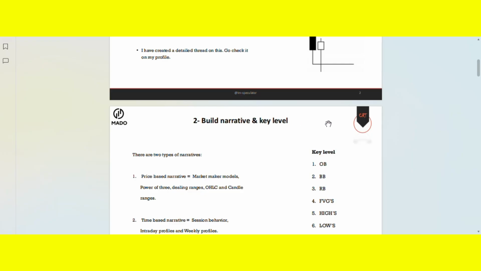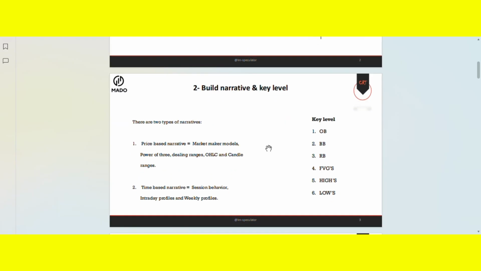The second thing is to build what we call the narratives and the key level. There are two types of narrative. The first one is the price-based narrative. This is equivalent to the market maker models, power of 3, dealing ranges, OHLC, meaning open, high, low, close, and also candle ranges.